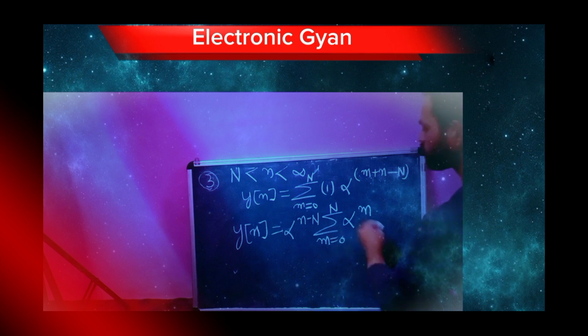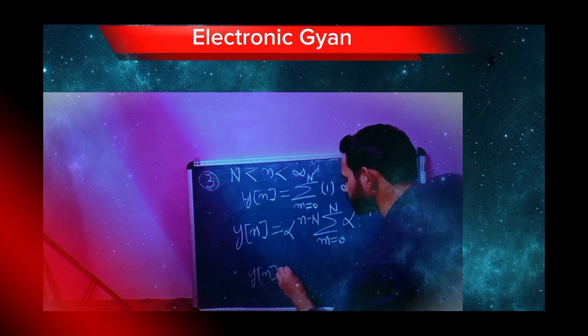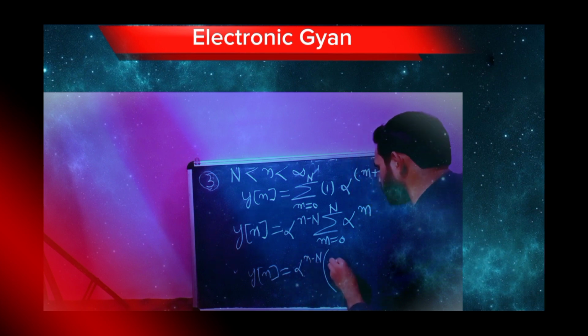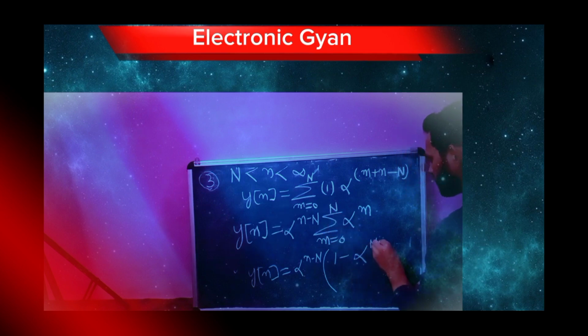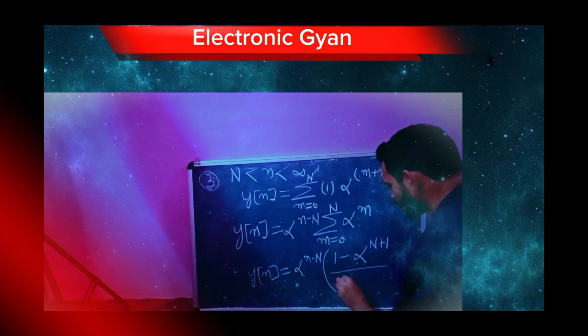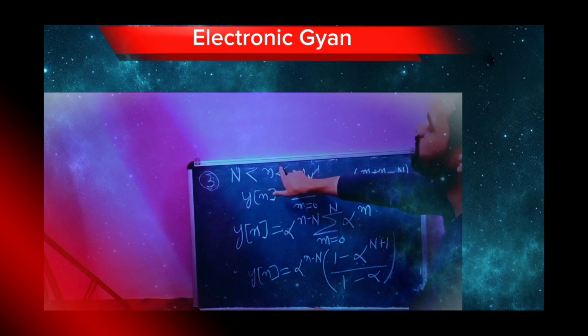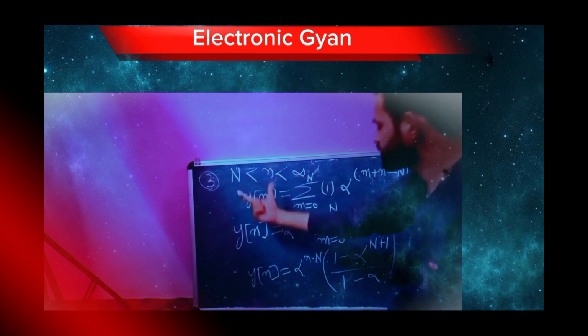Yes, now we know this summation. Which is nothing but y of n is equal to alpha to the power n minus capital N into 1 minus alpha to the power upper limit minus lower limit plus 1 divided by 1 minus alpha. Yes, so this is my output sequence for this range capital N to infinity. Yes, this is the last step for this.